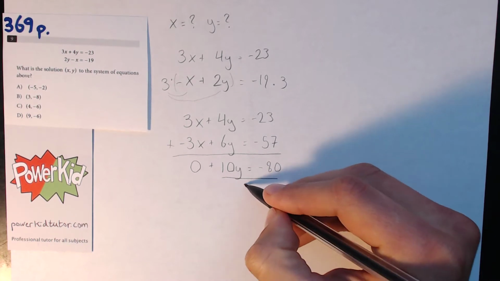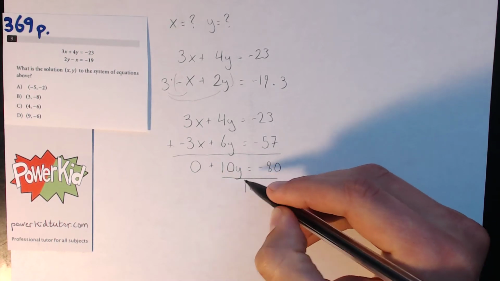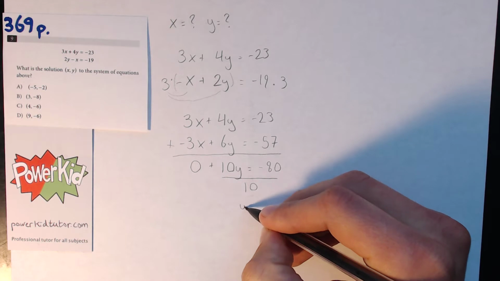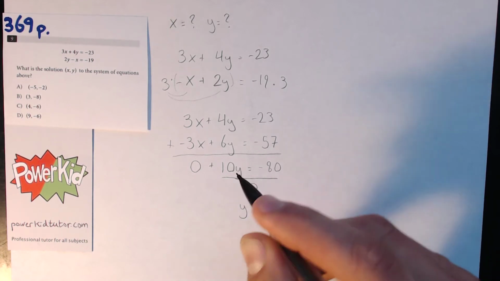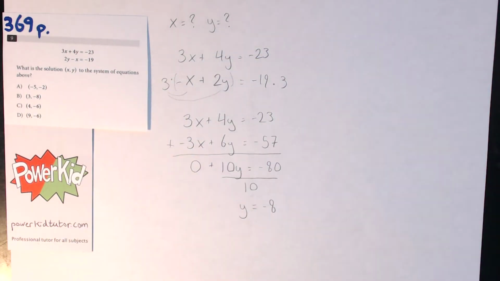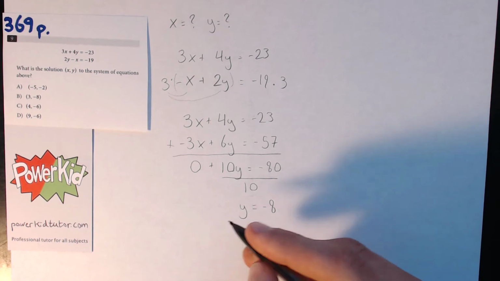Dividing both sides by 10, crosses out that 10 there, divides that by 10, and we will get y equals negative 8. You will notice that only one of these answers has a negative 8 in it, which is fantastic. So we've got the answer. But I'm also going to show you how to get the x if you don't know how.